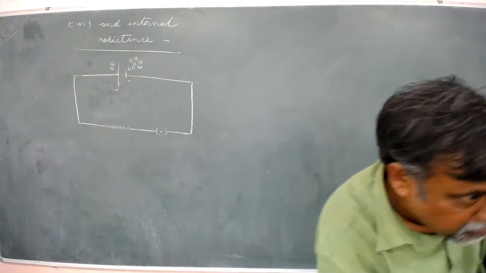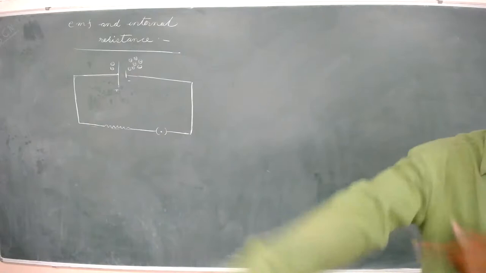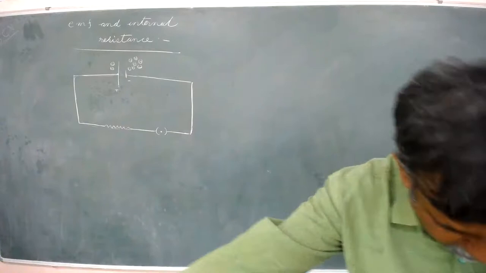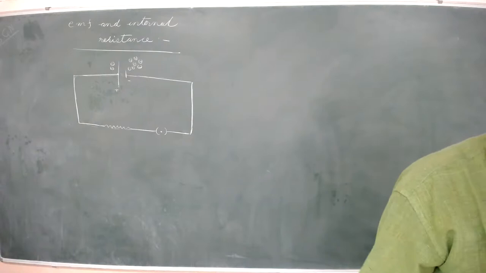Electron will not come. Electron is not willing to come. That will try to go that side. You are pulling that electron this side. Physically, you need to hold the electron, you need to pull the electron. In doing so, what are you doing? There will be some work. You are applying the force.